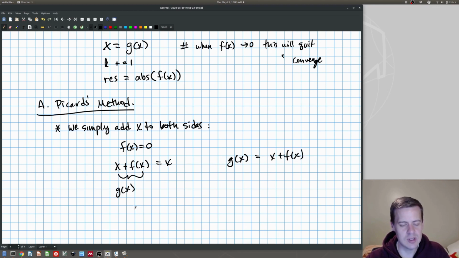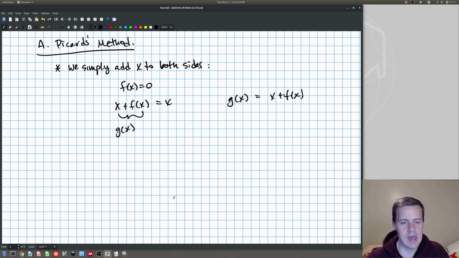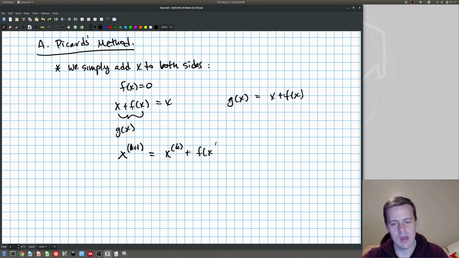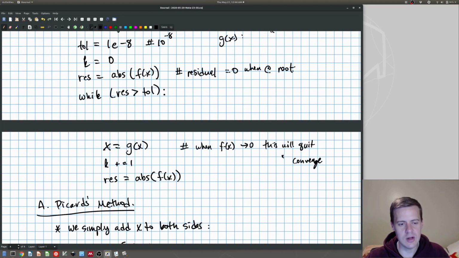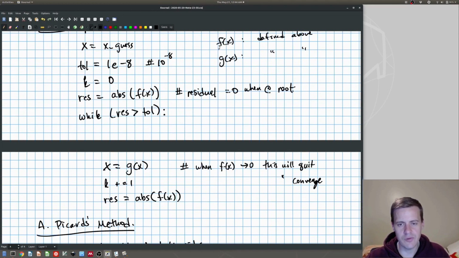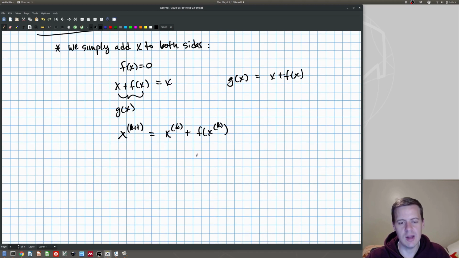Okay? And now I have my fixed point method, right? I can write this now as an iterative formula. I can write x at k plus 1 is equal to x at k plus f of x at k. All right? So think, if I have this guy right here, x equals g of x, I might not even need to define a whole g of x function. I could just write x is assigned to x plus f of x. All right? And I've got that guy right there. Okay? So that is Picard's method.